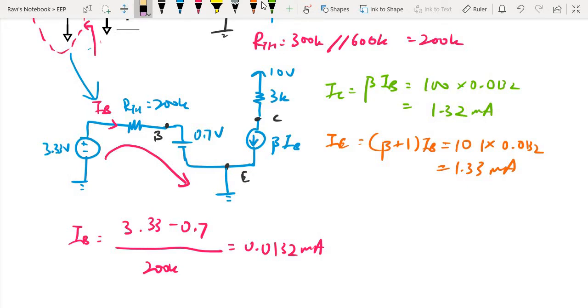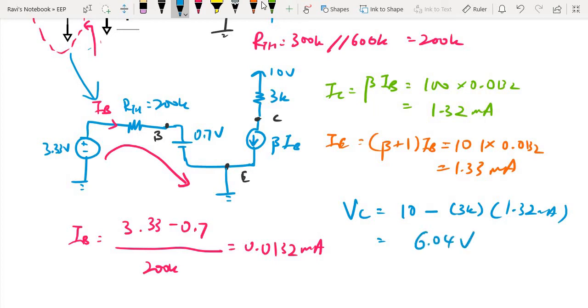All right, so what is VC over here? Let me just complete that. VC is 10 volts minus, so over here you can see there's current flowing in this direction down to ground, so VC is 10 minus 3k multiplied by IC, which is 1.32 milliampere, which is equal to around 6.04 volts. So that is basically the voltages and currents that you need to solve for this circuit.